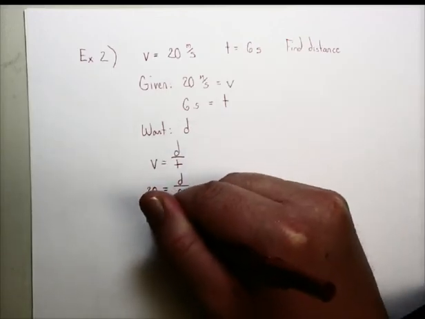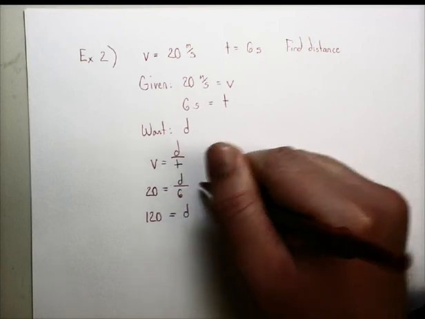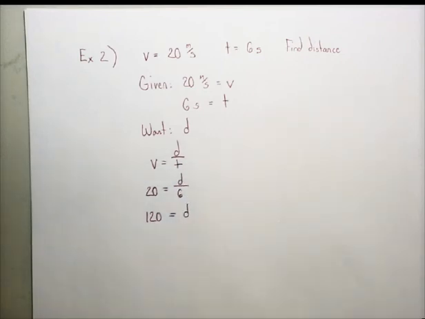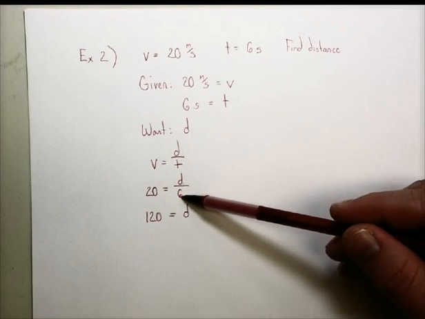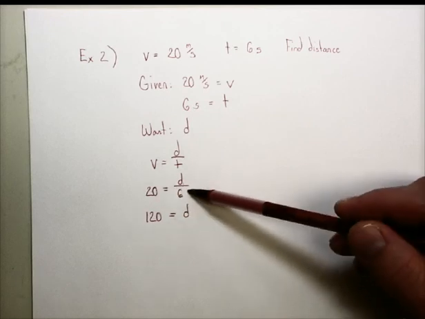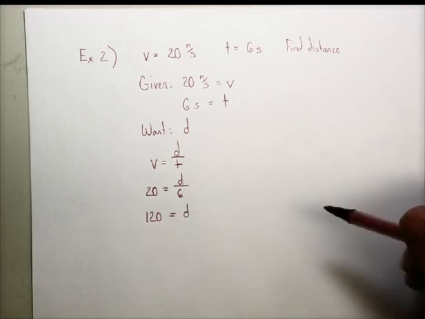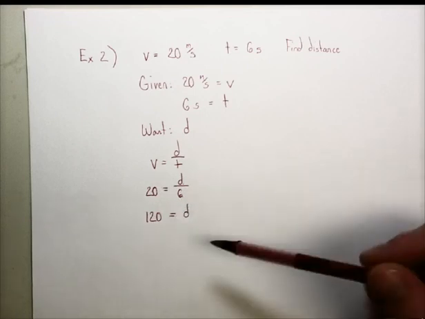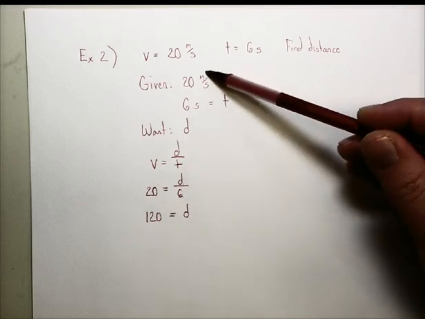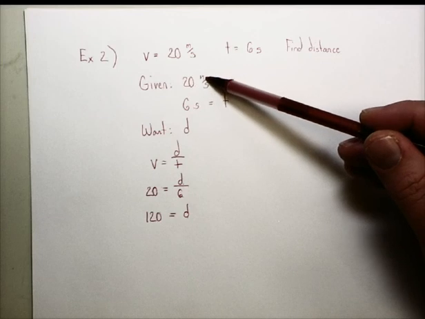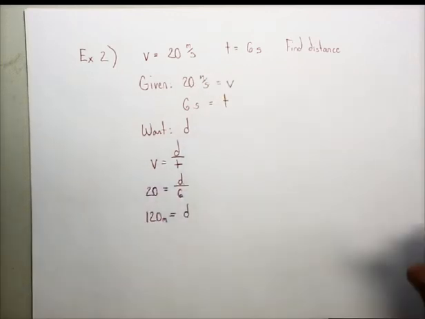20 times 6 is 120. The 6 cancels out from the bottom, and what I'm left with is d. So again, basically what I've done is I've said over here I was dividing by 6. To undo that, I'm going to multiply both sides by 6. That makes the 6 go away over here, and our distance is 120, but we have to add units to this. Well, what units of distance should we use? Well, if you look in your unit of speed, there's a unit of distance already there. The unit of distance is right at the top. So this must be 120 meters.